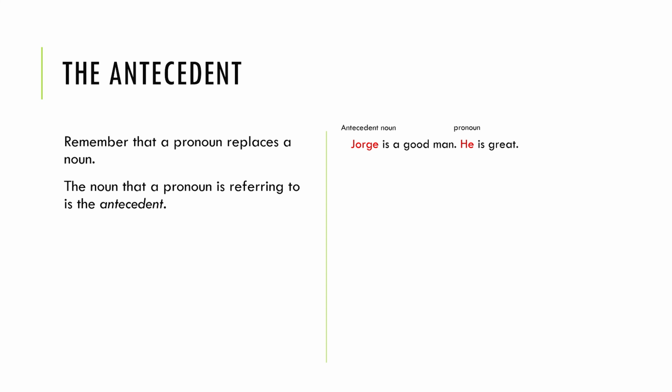In English, you have to match the pronoun and the antecedent in gender and number. So, for example, you couldn't say "George is a good man, she is great." You would say, who is she? It's obviously not referring to George because it doesn't match in gender. You also couldn't say "George is a good man, they are great," because "they" is plural. There's more than one, so it can't be referring to George.